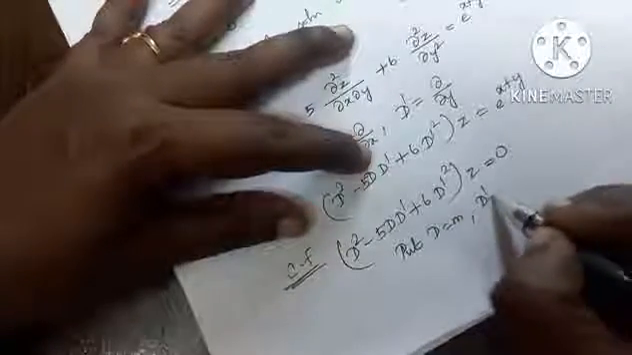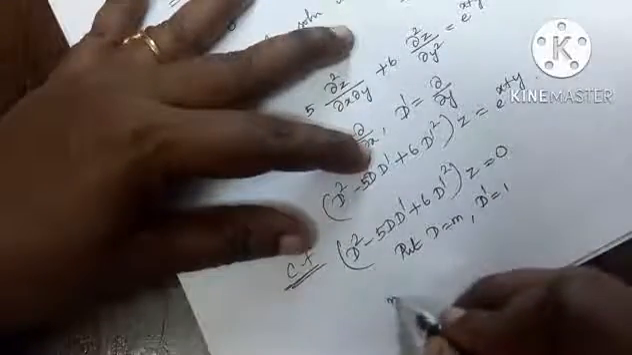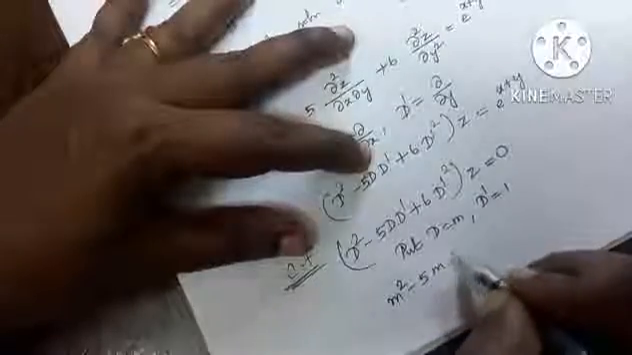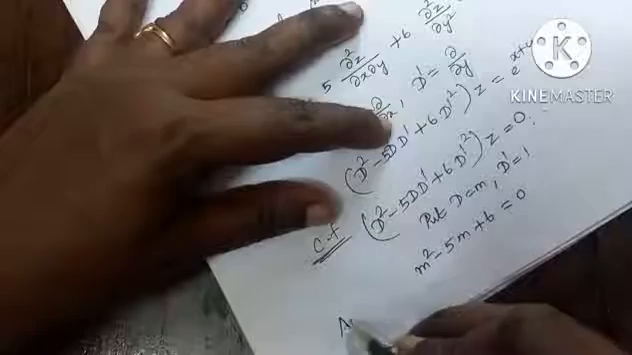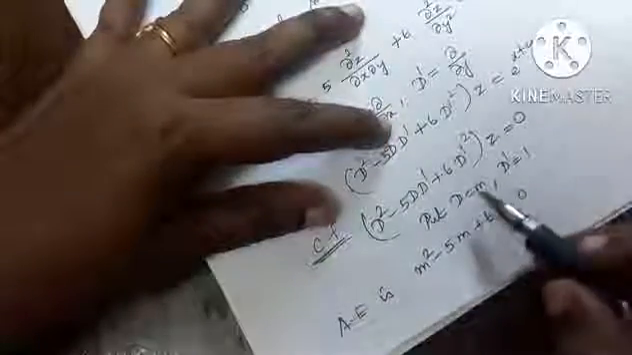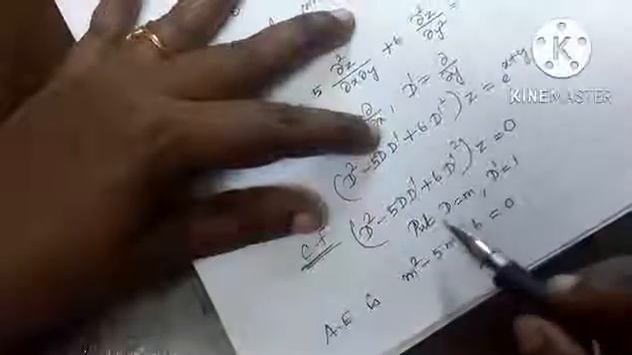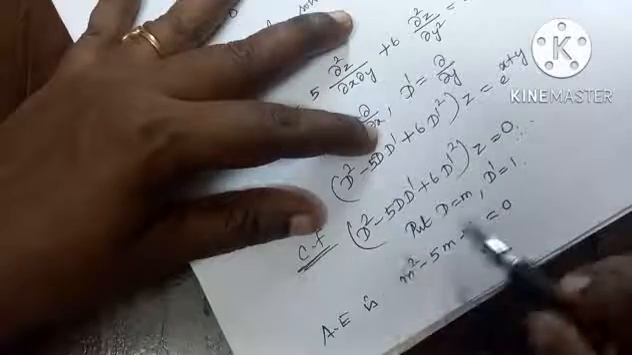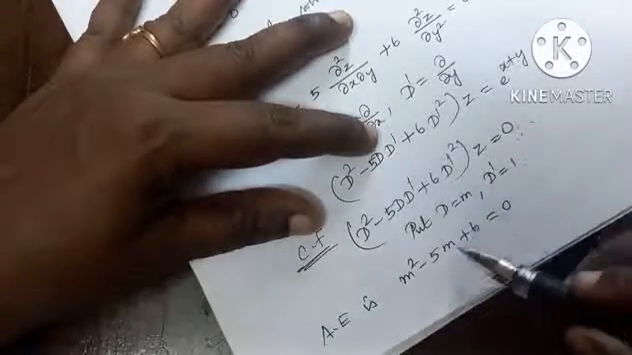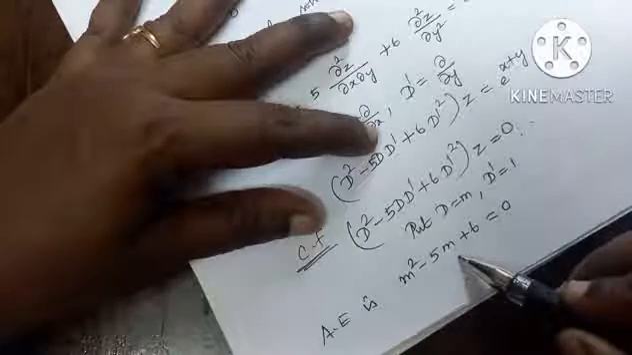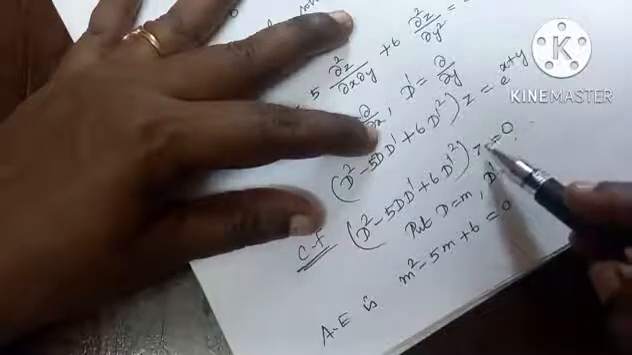Put D, now write the auxiliary equation. D is equal to m, D dash is equal to 1. M square minus 5m plus 6 equal to 0. This is the auxiliary equation. When you put D is equal to m, D dash equal to 1, you will get the equation called the auxiliary equation, whole thing into Z equal to 0. When A into B is 0, A is equal to 0 or B is equal to 0.